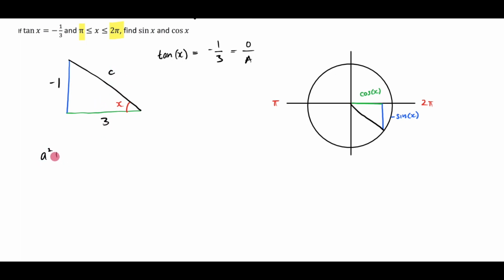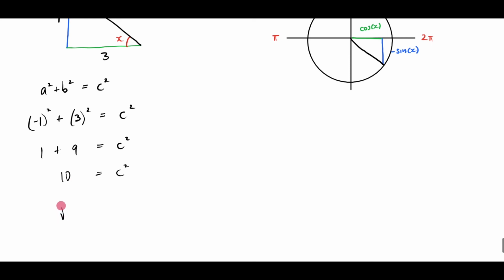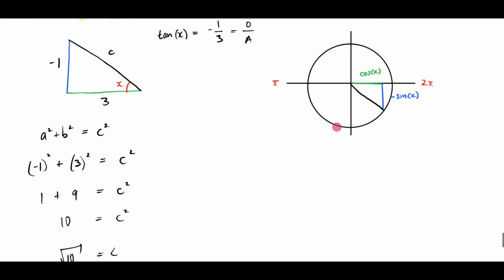It's going to be a squared plus b squared equals c squared. So -1 squared plus 3 squared equals c squared. 1 plus 9 equals c squared. 10 equals c squared. Then we're going to square root both sides. Square root of 10 equals c. We don't think of this as positive or negative, because this is positive, this is negative, this is just like a length. So we're just going to say that this is the square root of 10.